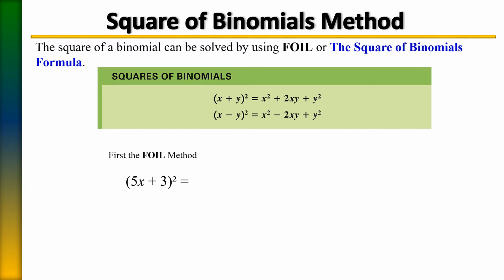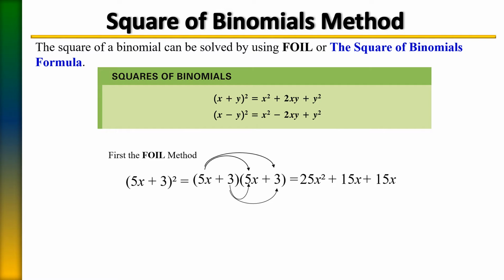In this example, 5x plus 3 squared, I have 2 of the very same thing. I can simply place them side by side each other, 5x plus 3 times 5x plus 3, and then apply the FOIL method, which is first: 5x times 5x equals 25x squared. Outer: 5x times 3 equals 15x. Inner: 3 times 5x, which is 15x.